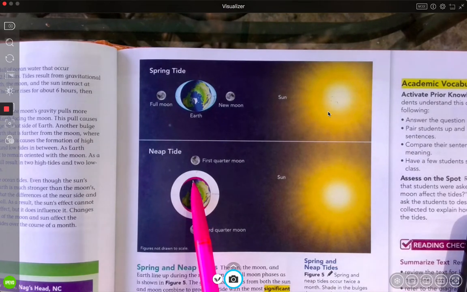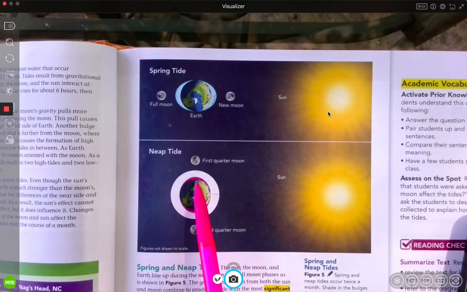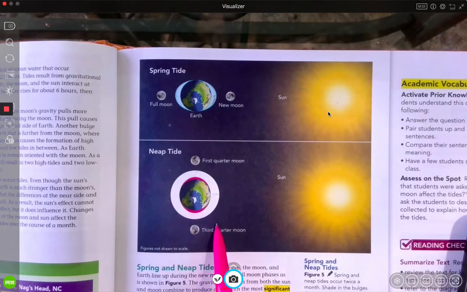Again, this is when you have really low high tides or high low tides. I know it doesn't look much different because the gravitational pulls are fighting against each other. So that happens at what we call a first quarter and a third quarter moon. I hope this helped.